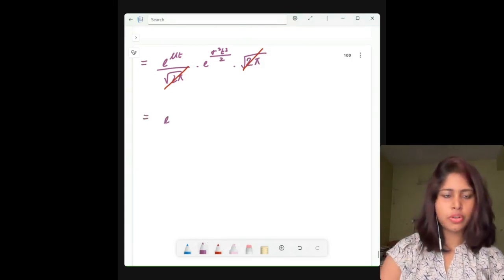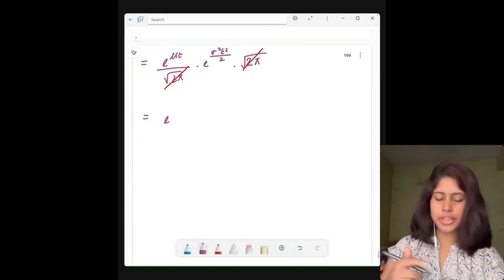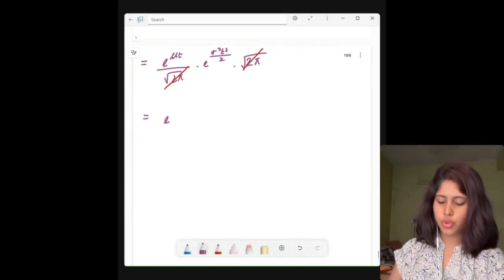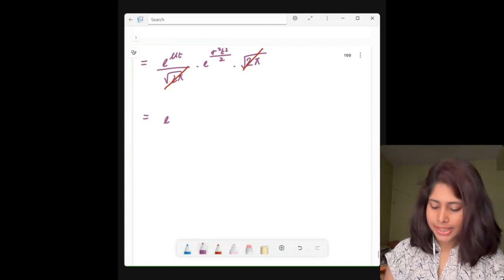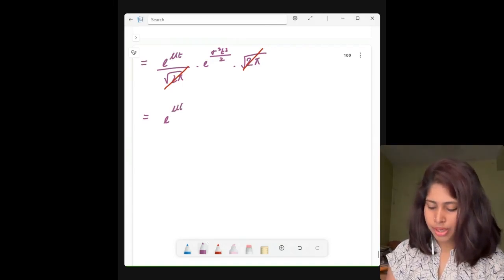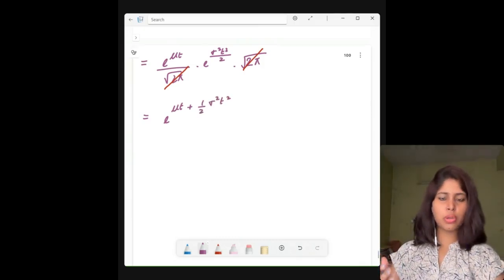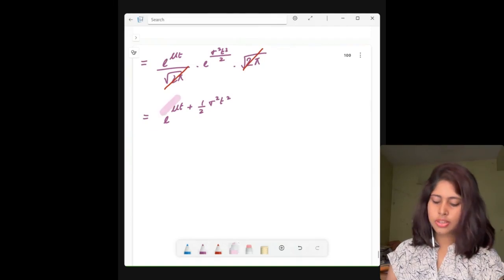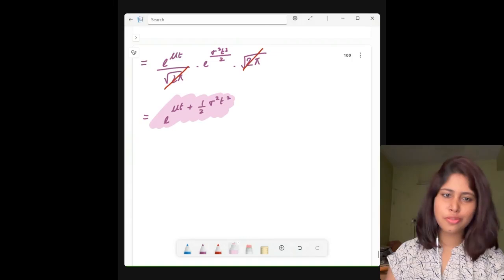Excuse me, I just got a little bit of cold. Okay, now coming to what I was showing: what is the mgf then? What did we derive? That is e to the power mu t plus half of sigma square t square. This looks more clean, right? So this is what our mgf looks like. So we have derived the mgf from scratch.